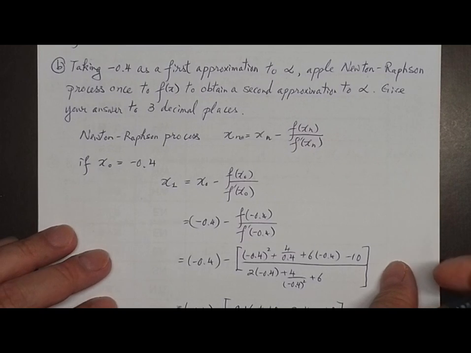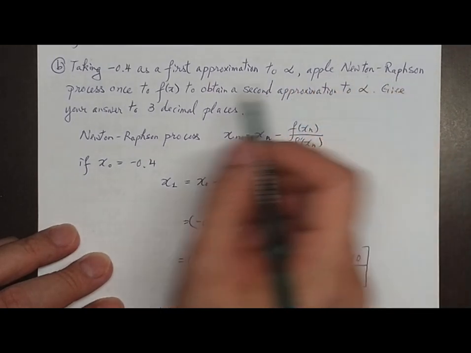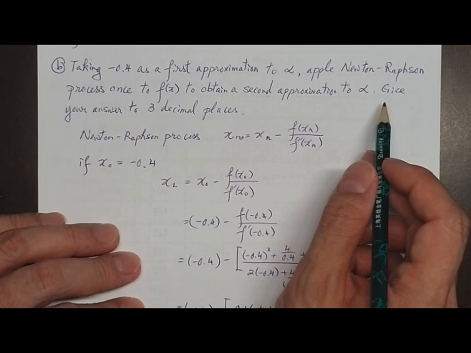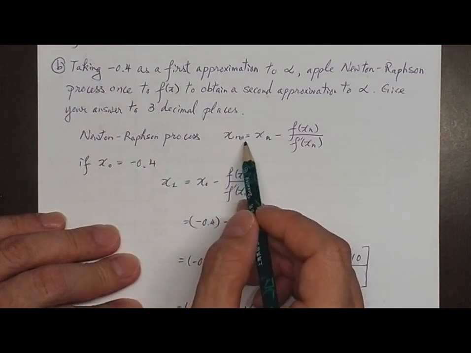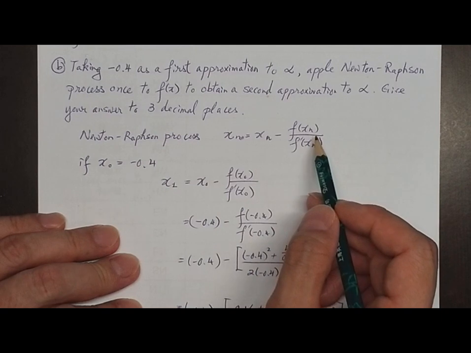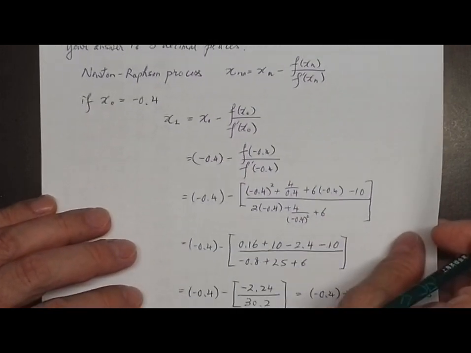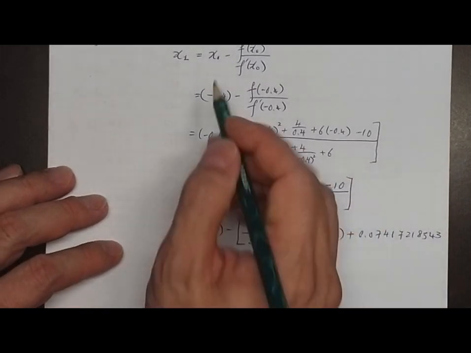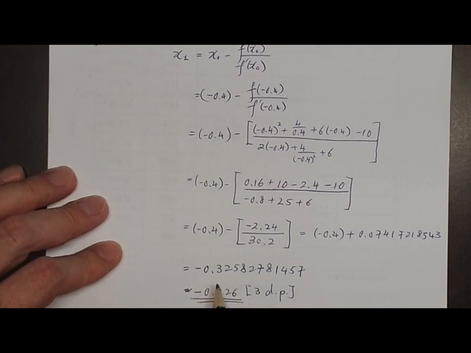And in part b, we take minus 0.4 as the first approximation to alpha, using the Newton-Raphson process once to find the second approximation to alpha, give your answer to 3 decimal places. And we know that the Newton-Raphson procedure, x(n+1) is equal to xn minus f(xn) over f dash xn. And if x0 equal to minus 0.4, we substitute into the formula and get the x1. And the x1 value is minus 0.32582781457. So it's equal to minus 0.326 if we round to 3 decimal places.